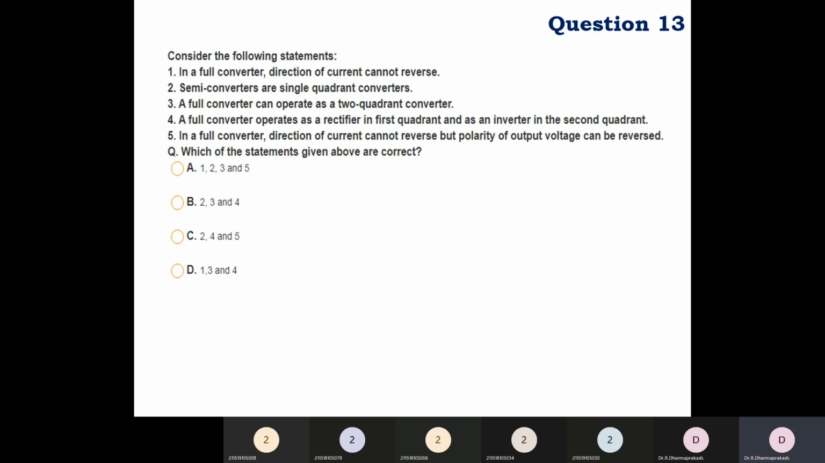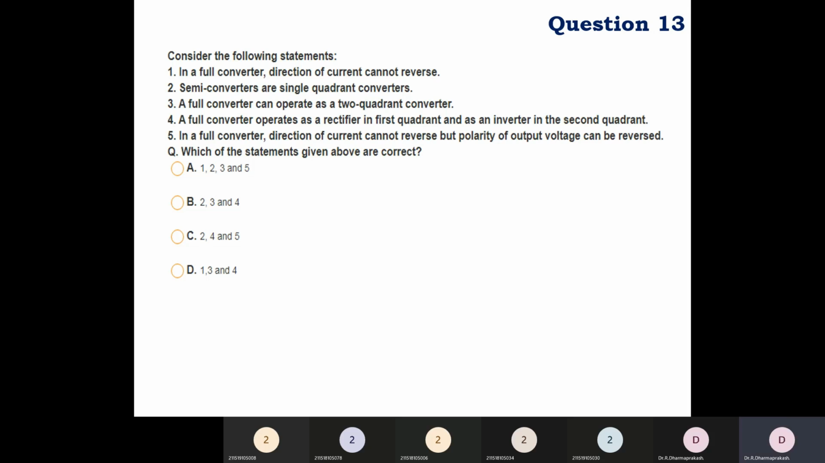Okay, consider the following statements. In a semiconverter or single quadrant converter, the direction of current cannot reverse. In a full converter, the direction of current cannot reverse, that is, the output voltage may be positive or negative. It is a true one. In semiconverters or single quadrant converters, we know that voltage and current are always positive. The full converter can operate as a 2 quadrant converter. Since the voltage is positive or negative, it can be operated in the 2 quadrants.